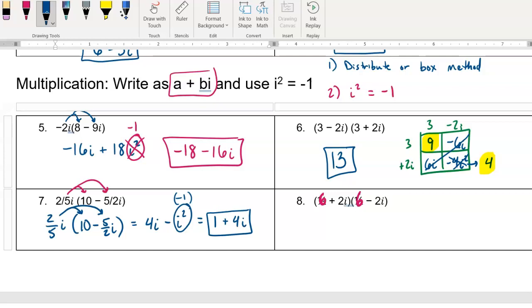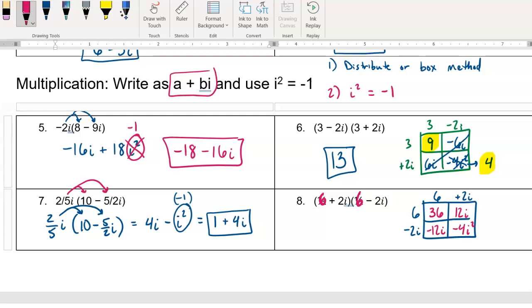All right, let's end by looking at this one here. So again, we can do the box method. So we multiply these together. 6 times 6 is 36. 6 times 2i is 12i. Negative 2i times 6 is negative 12i. And negative 2i times 2i is negative 4i squared.